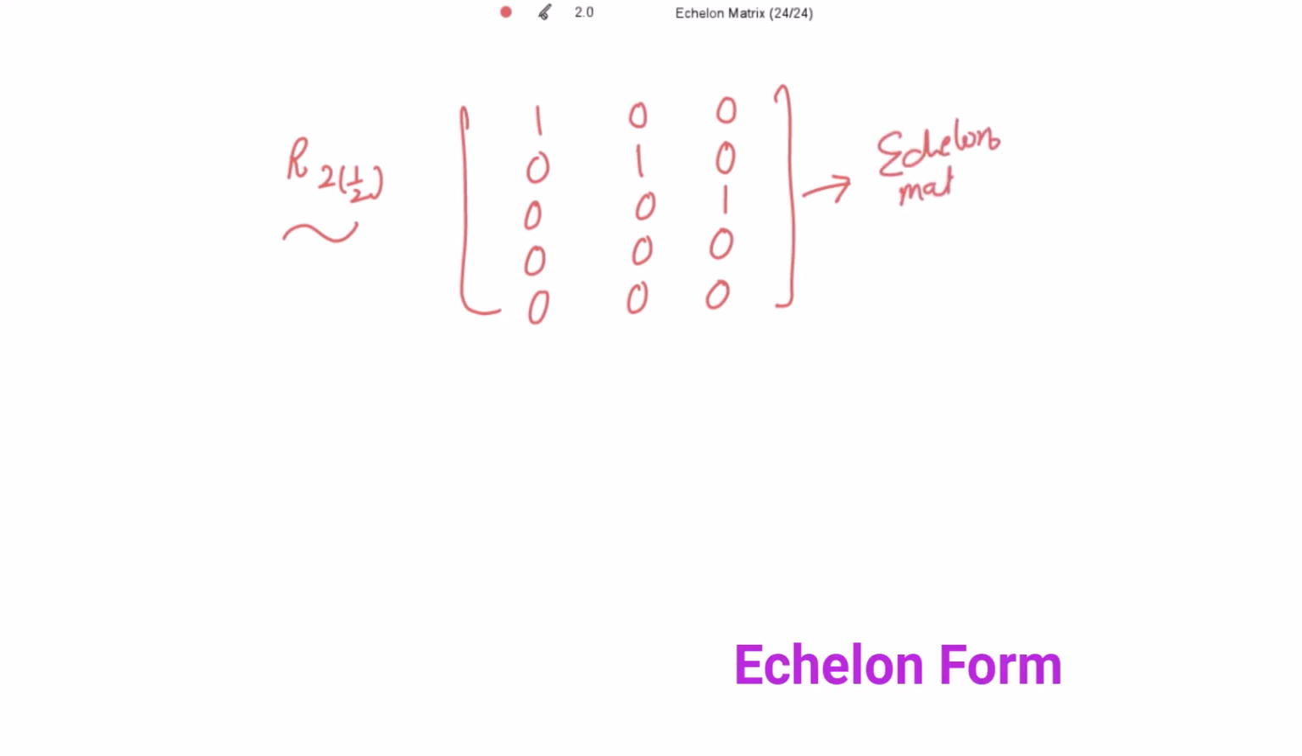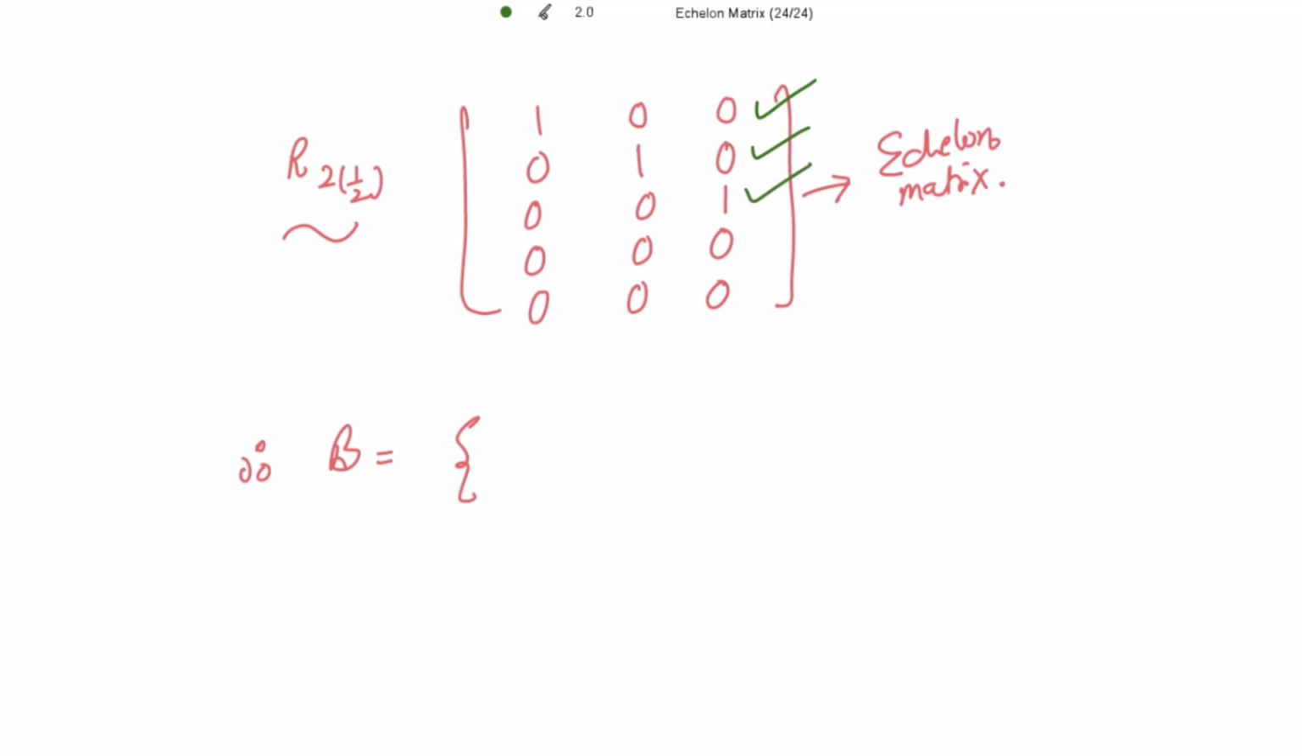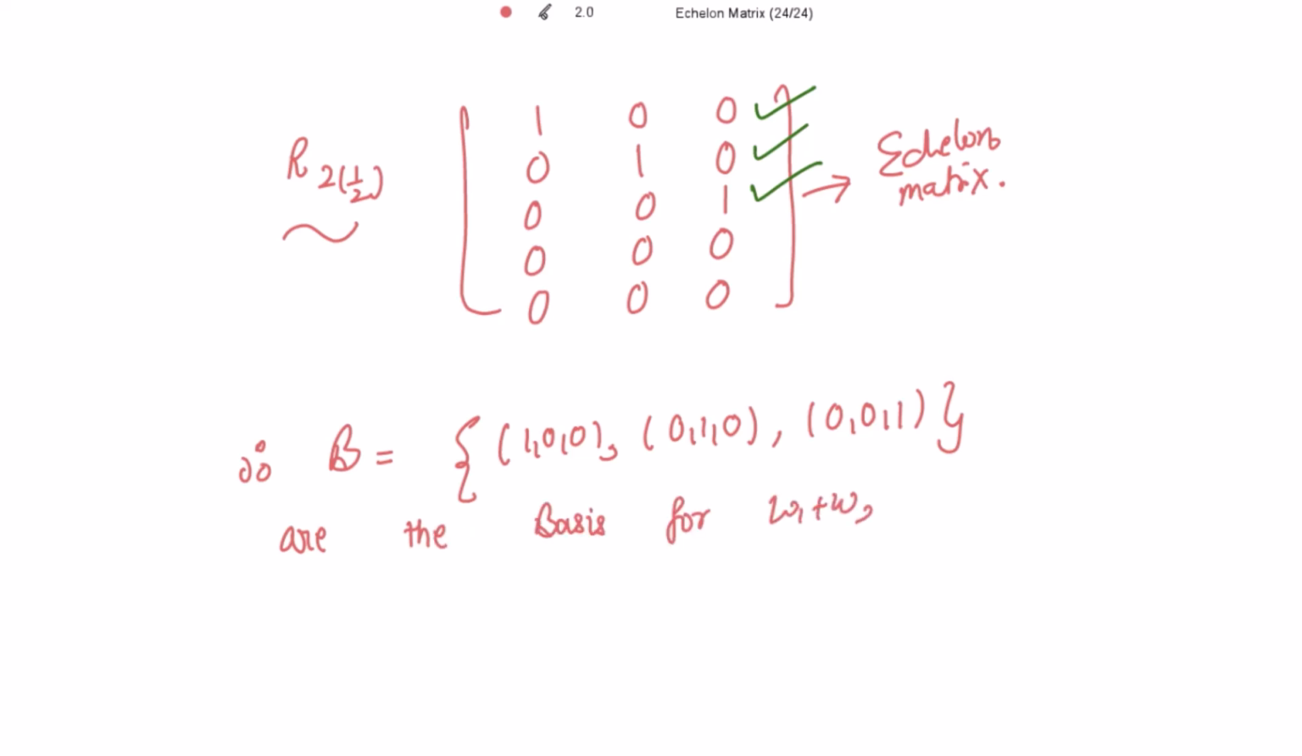After getting the matrix in echelon form, let's write the bases now. I have 3 non-zero rows over here. So writing the bases: 1, 0, 0, 0, 1, 0, and 0, 0, 1. So these are the bases for the sum of the subspaces.